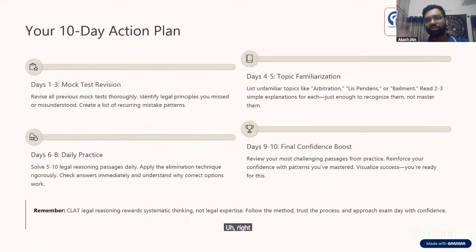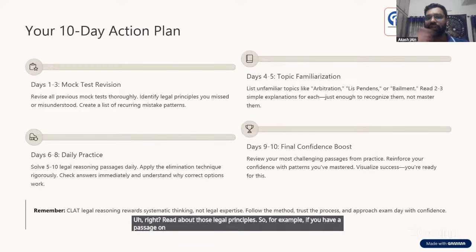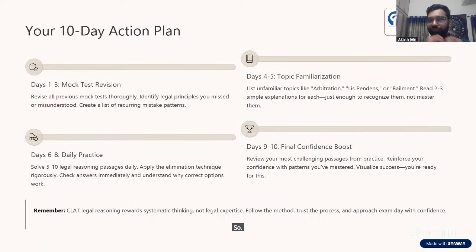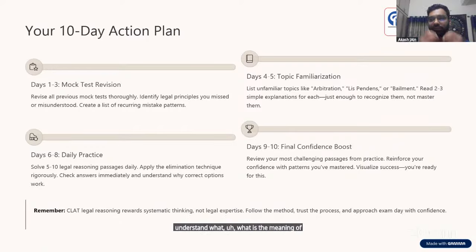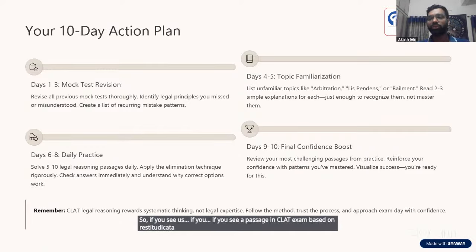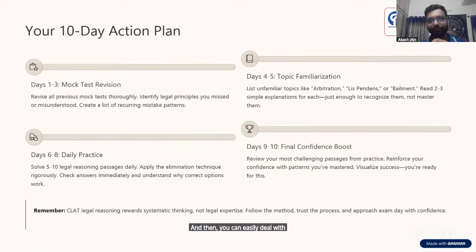Read about those legal principles. So, for example, if you have a passage on the doctrine of res judicata and you're not familiar with this, just go on Google, quickly search about it, and understand what the term res judicata means and what the doctrine says. So if you see a passage in the CLAT exam based on res judicata, you are already familiarized with it, and then you can easily deal with that.